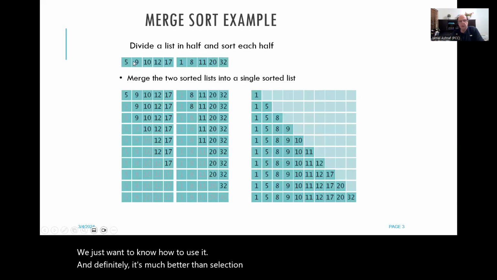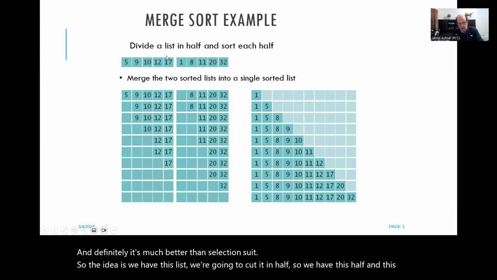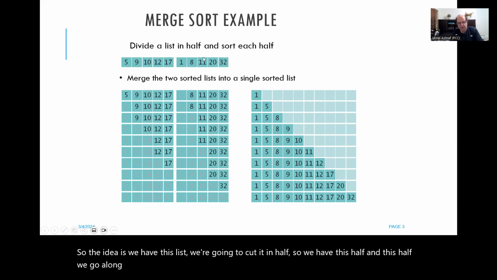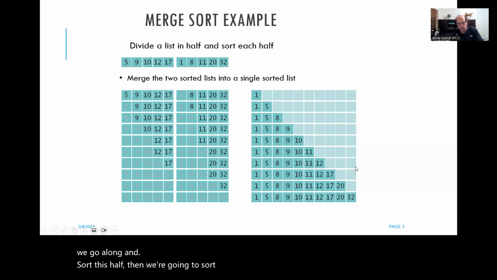So the idea is we have this list, we're going to cut it in half. So we have this half and this half. We go along and sort this half, then we sort this half, and then we merge them together to get the merged list. That's the concept.